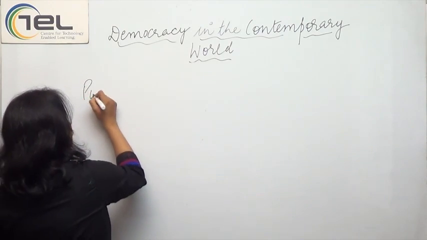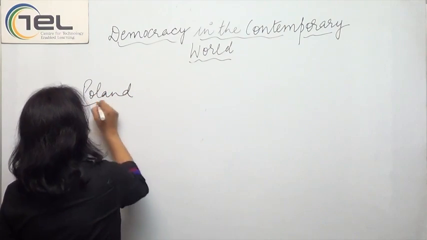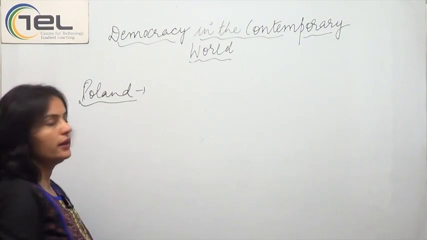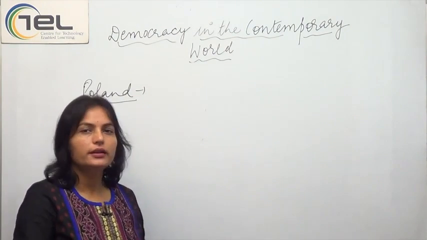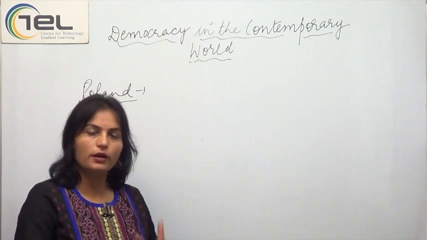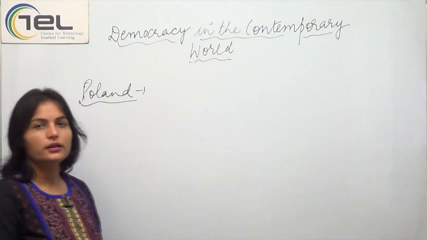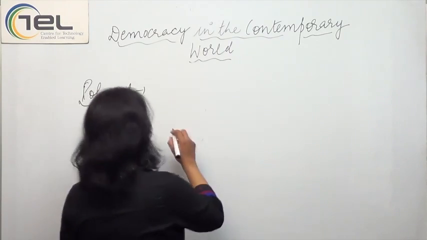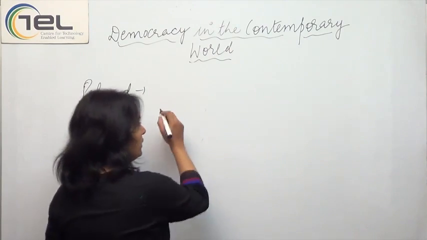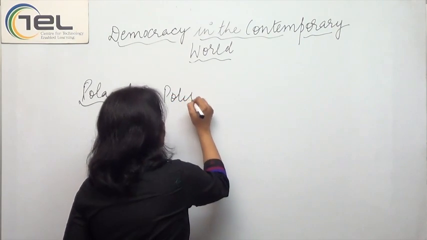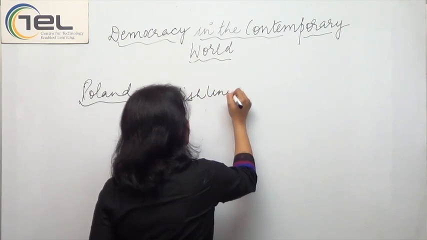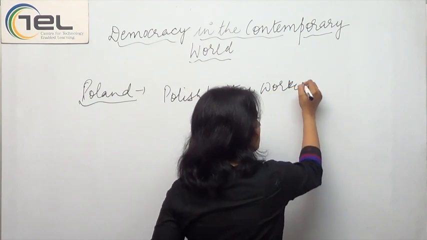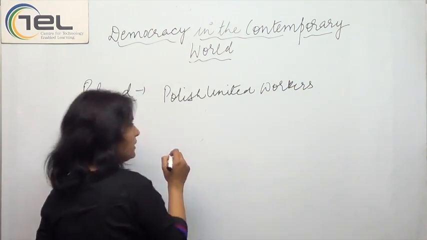The second democracy we will study is Poland. In Chile we studied that there was the dominance of one person, one ruler, but in Poland there was the dominance of one political party, the Communist Party, that is the Polish United Workers Party.